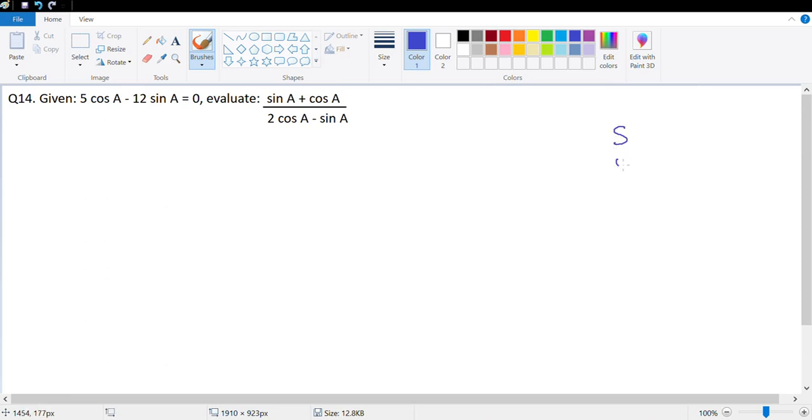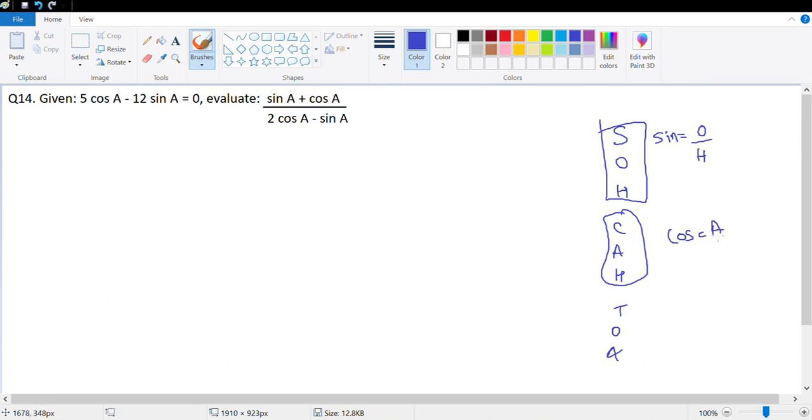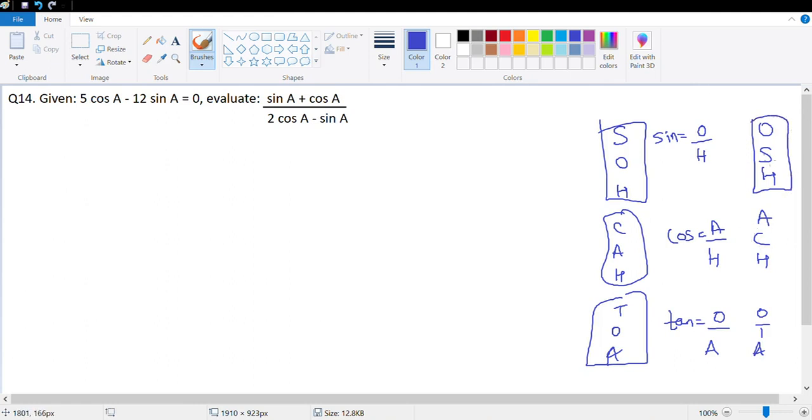We have SOHCAHTOA, which means sine is equal to opposite upon hypotenuse, cos is equal to adjacent upon hypotenuse, and tan is equal to opposite upon adjacent. We can also remember this as Osha Chota, which is more a Hindi term. So this is sine is equal to opposite upon hypotenuse, cos is equal to adjacent upon hypotenuse, and tan is equal to opposite upon adjacent.